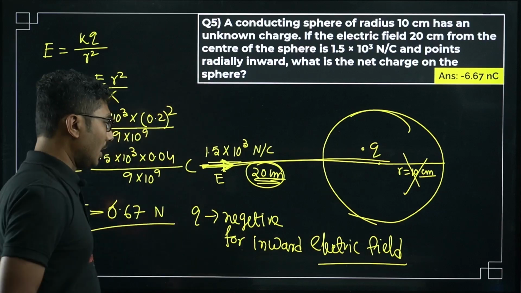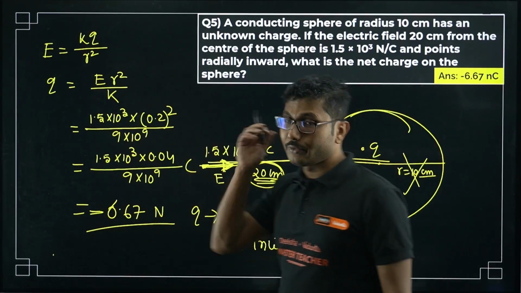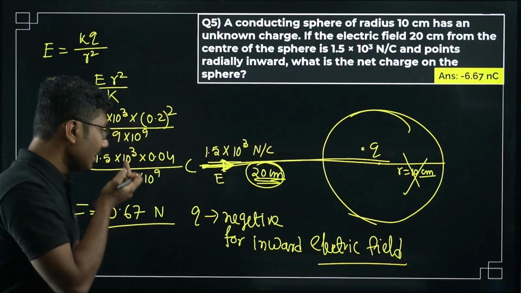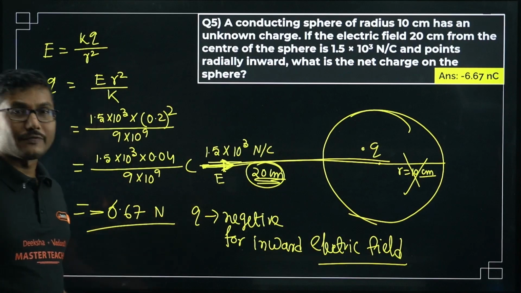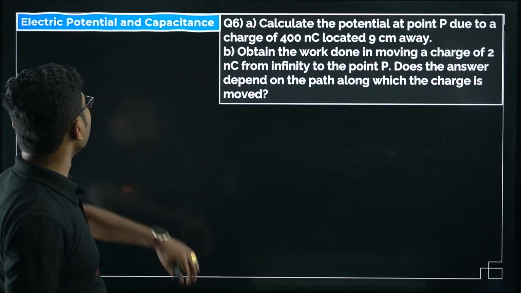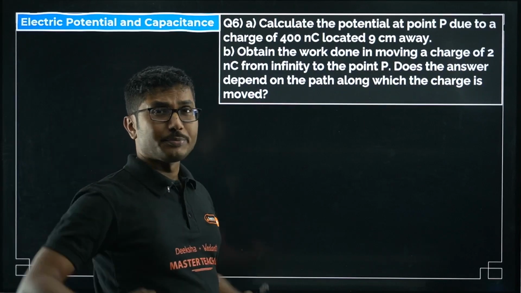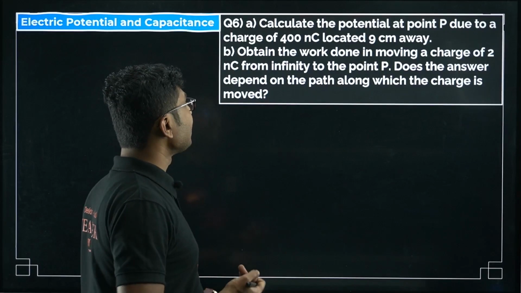Right, Q is negative for inward electric field. So based on that, you can easily calculate what will be the actual electric field in this case. Now let's move on to electric potential and capacitance chapter. A lot of questions based on capacitor are coming from this chapter.